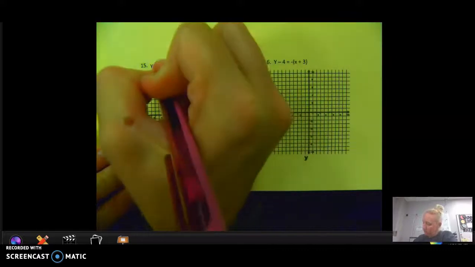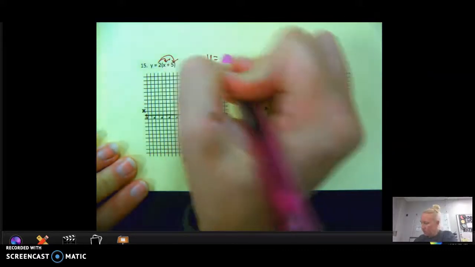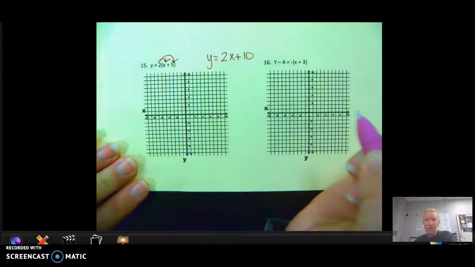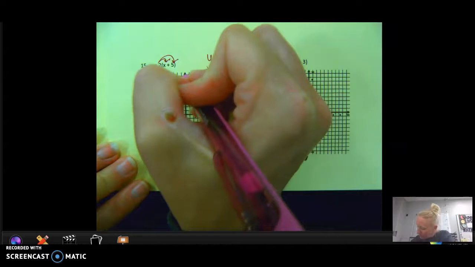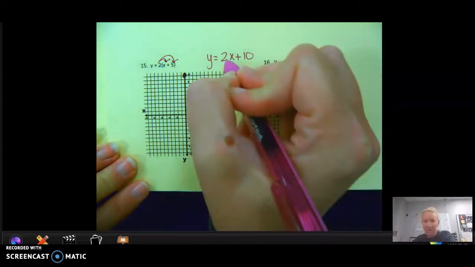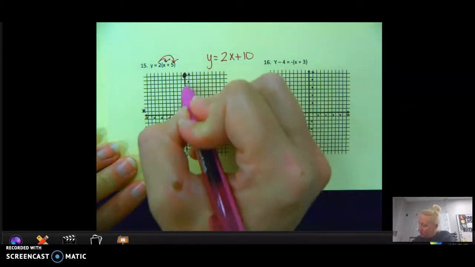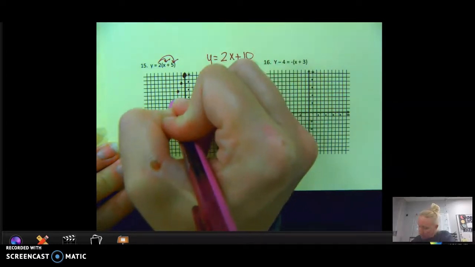All right, this one, there's not a ton to do. I have to distribute. So I get y equals 2 times x, which is 2x, and 2 times 5, which is a positive 10. So it's in slope-intercept form. My y-intercept is 10. So up here I have a point at 10 on the y-intercept. My slope is a positive 2. So up 2 over 1, I can't do that because it's off. So I go down 2, backwards 1. Down 2, backwards 1.